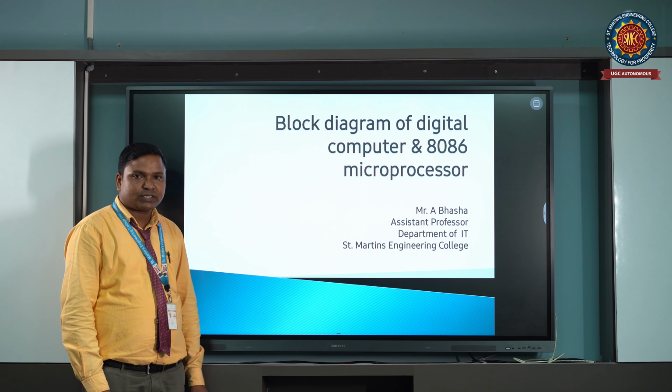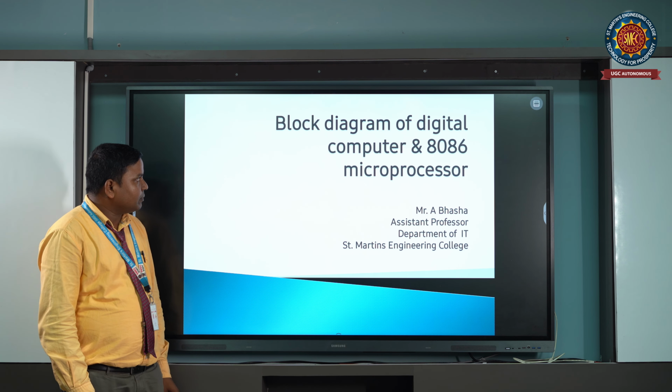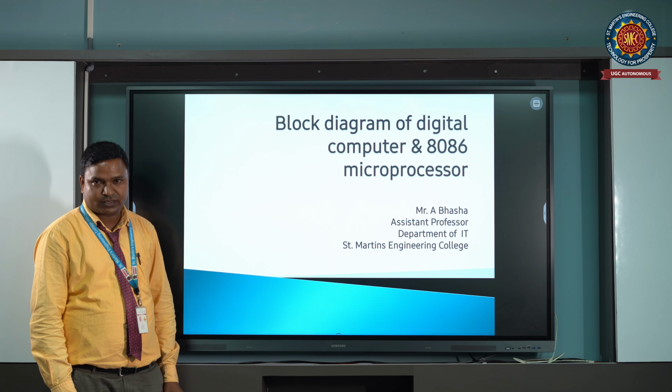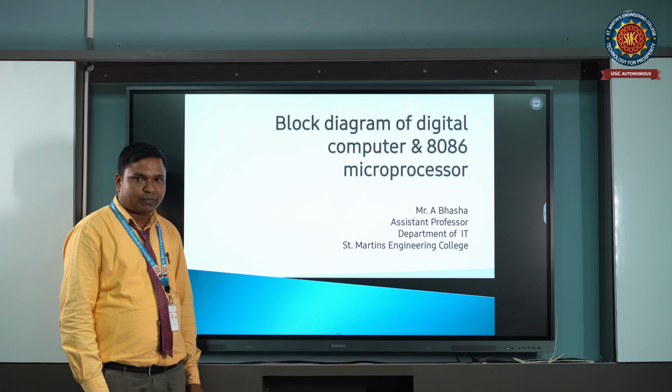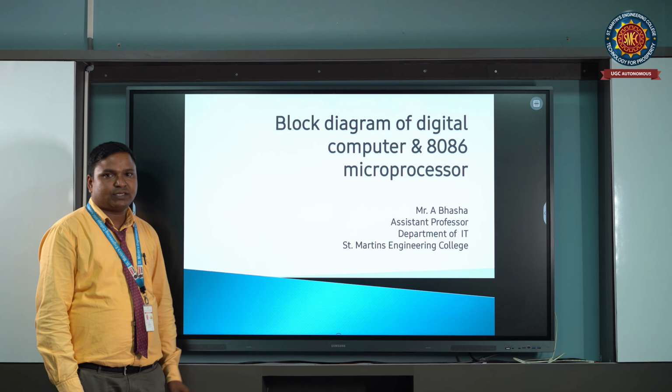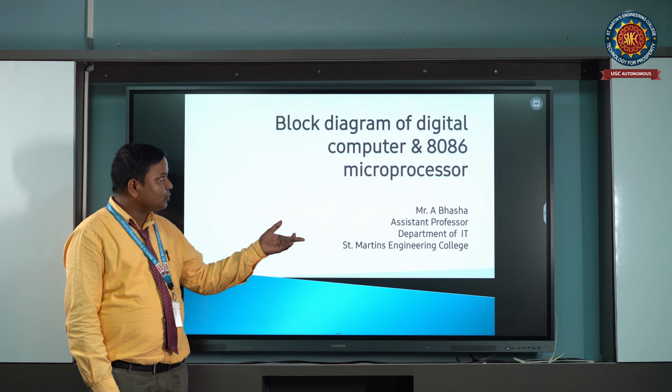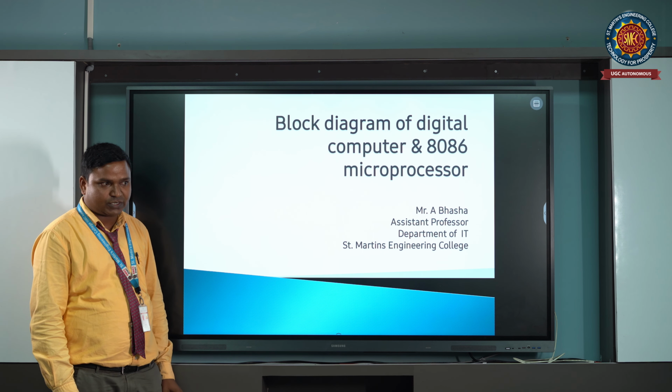Today we are going to discuss a very important topic, block diagram of digital computer and 8086 microprocessor architecture. Before going to this topic, we need to see the definition of computer organization and microprocessor. Later we will move to the other topic, block diagram of the digital computer.